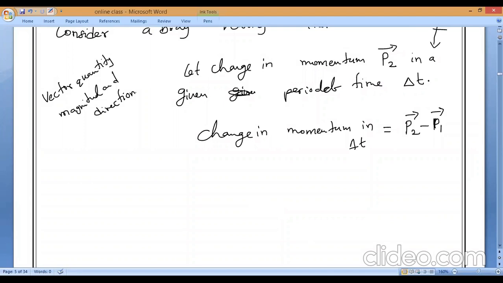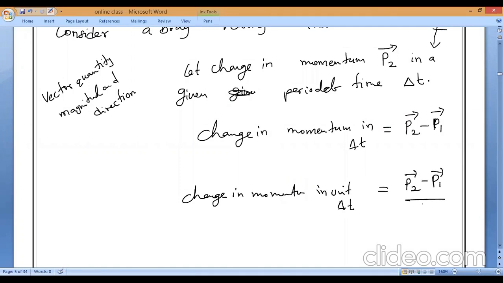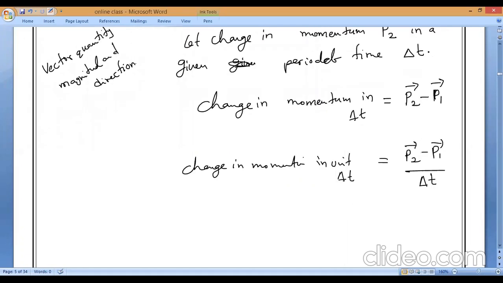Yes or no, Kaushik? Gokul? Now, what is the change in momentum in unit time? Change in momentum in unit time equals change in momentum divided by change in time. Is it yes or no, Hari? Now, the change in momentum in unit time is what we say for the applied force, that is, the net force.